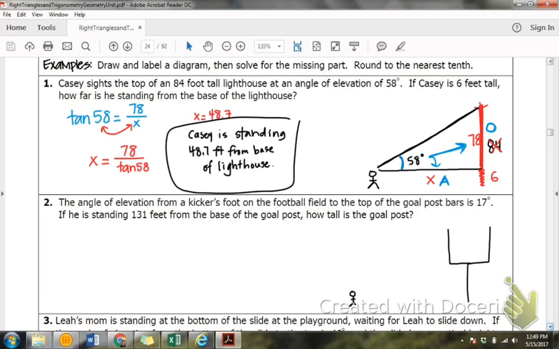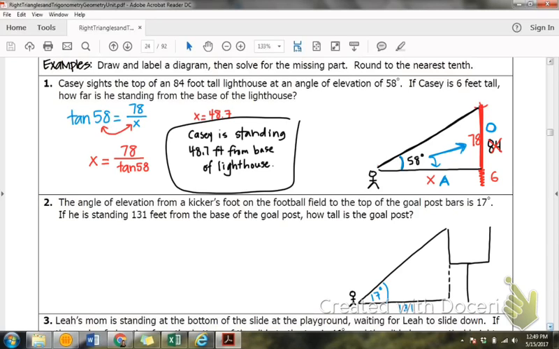And it says from his foot, so now this time it is going to be from the ground, to the top of the goalpost bars is 17 degrees. We're making a right triangle. If he is standing 131 feet from the base of the goalpost, how tall is the goalpost? So where is the 131 going to go? On the bottom.